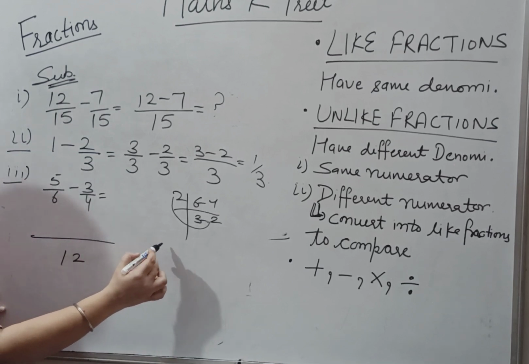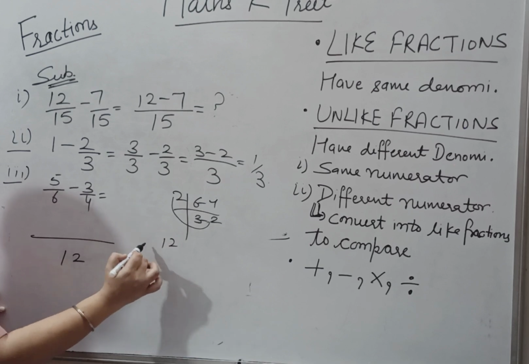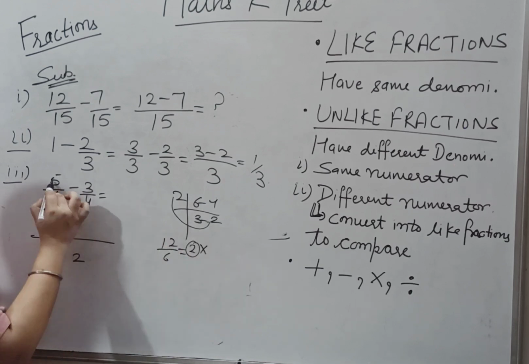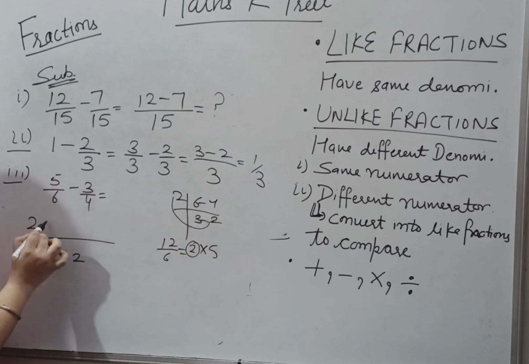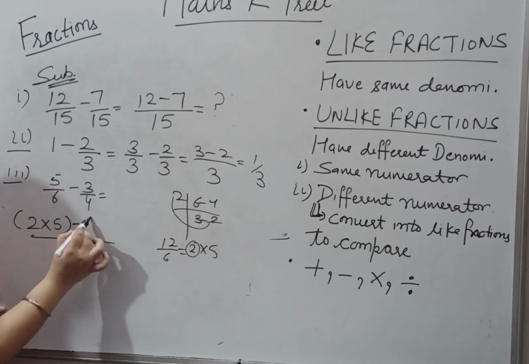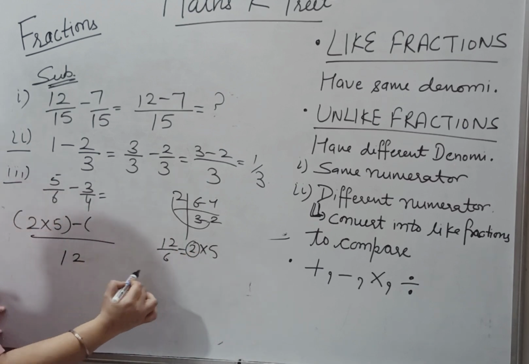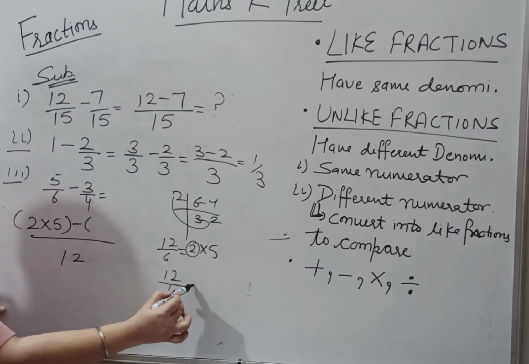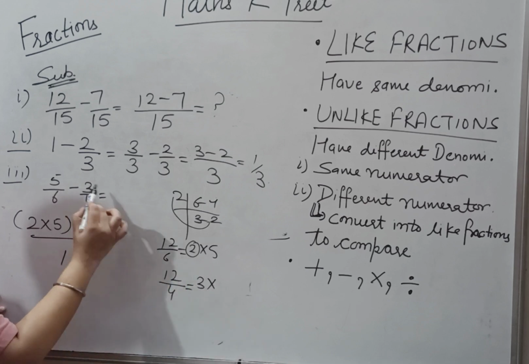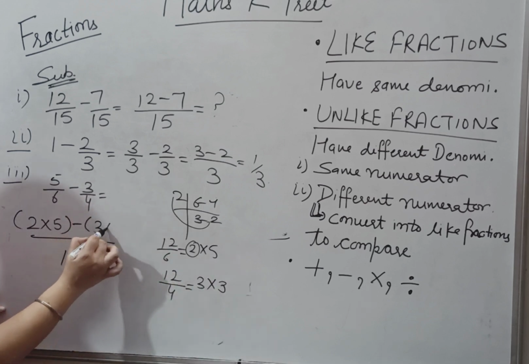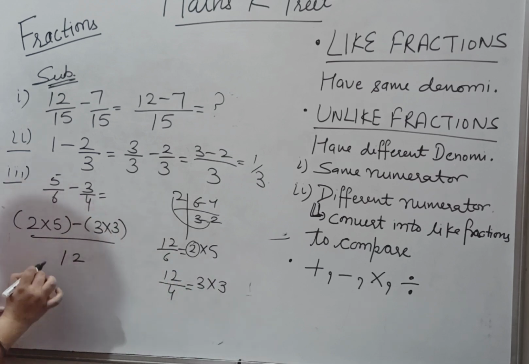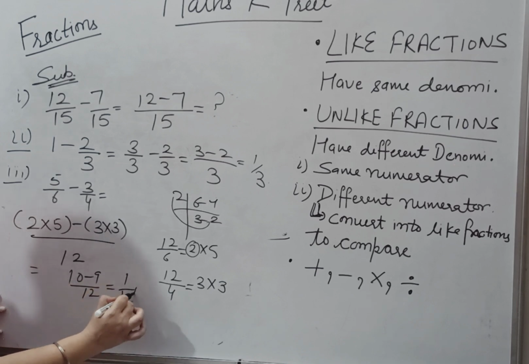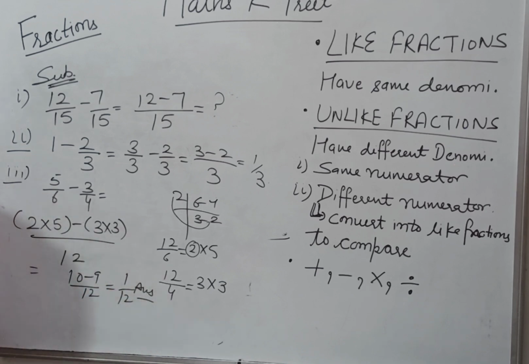What are we doing in the LCM? This LCM, 12, divided by 6 is 2. We will multiply this 2 with the numerator. So 2 into 5, I am writing here, minus. Now this LCM, take it in the numerator, divide it with the denominator. 4 3s are 12. That 3 will be multiplied with the given numerator. So I am having 10 minus 9 by 12. Ultimately 1 by 12 is the answer.